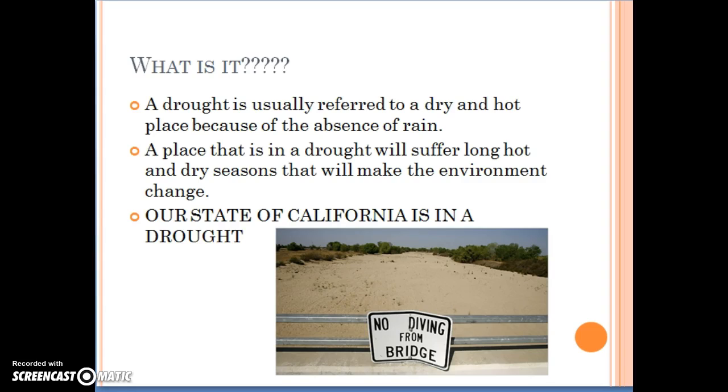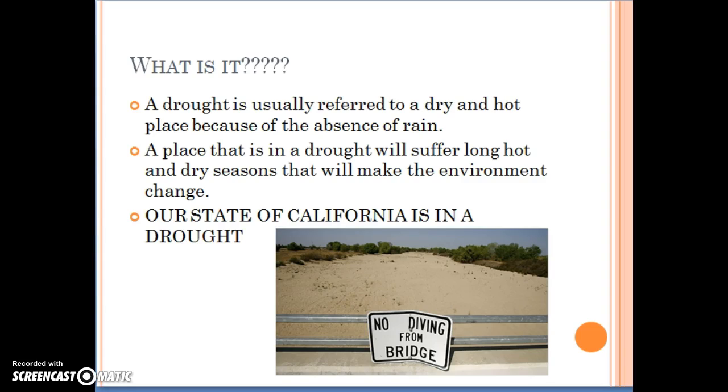So what is drought, and why are we talking about it? Drought is usually referred to as a dry and hot place. There are some parts of California where the weather is really dry and really hot, and little rainfall is coming. It's also a place that will suffer long dry seasons. There are many places in the state of California where that is currently happening. We are having long dry seasons, and even in seasons such as winter, where it's usually supposed to be cold and rainy, it's actually being hot.